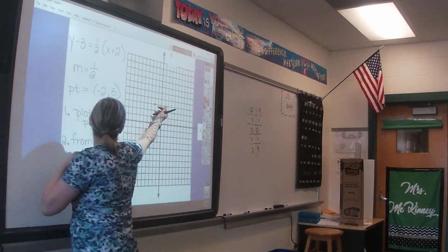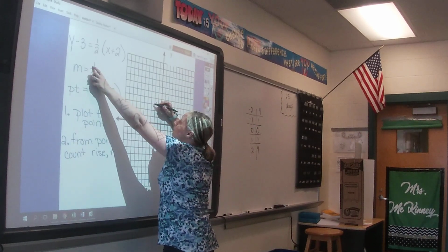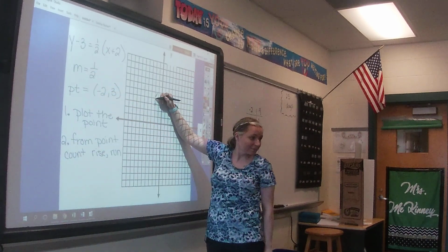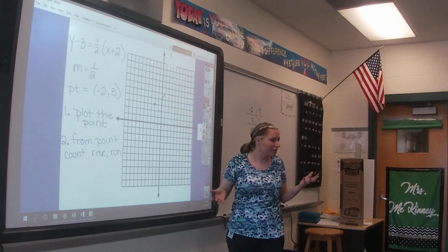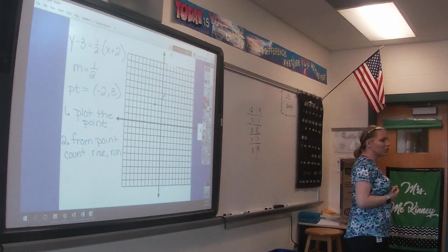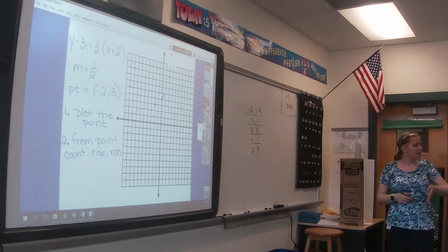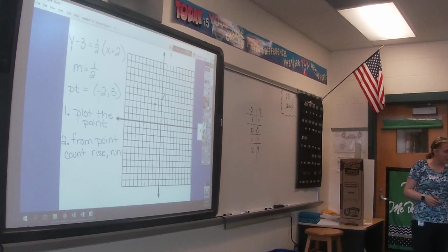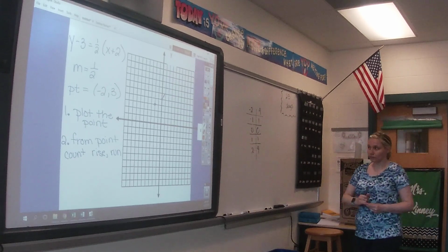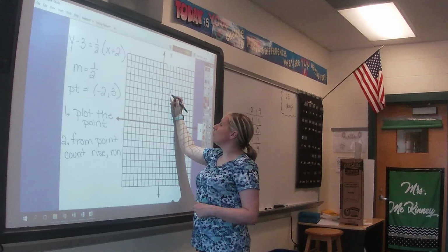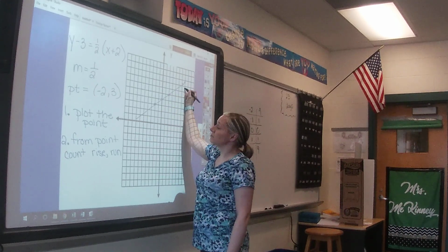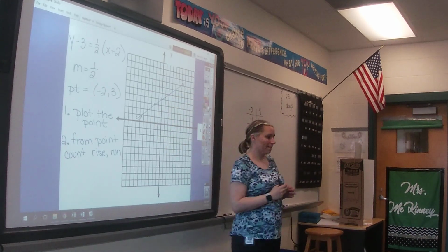Okay, so from this point, we are going to go up 1, over 2, just like we did in slope-intercept form. It's just that now we're counting from a point instead of counting from a point that happens to be on the y-axis. Just like we've been saying, we could count again. Either way, that's our line.